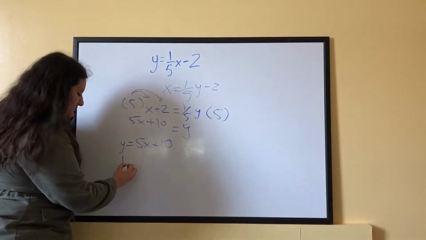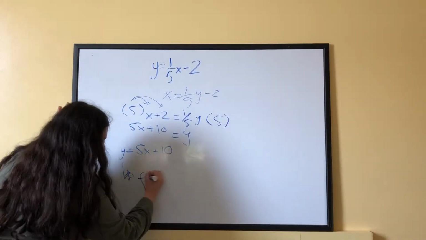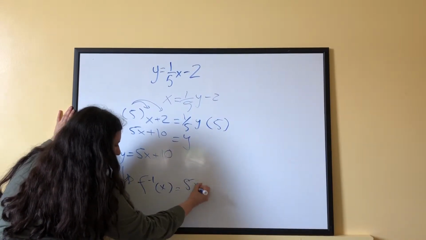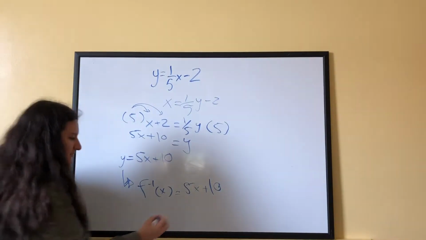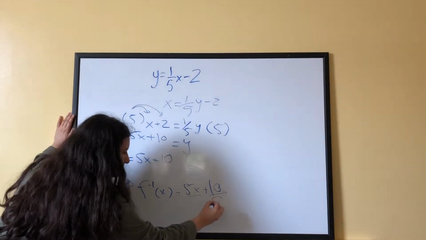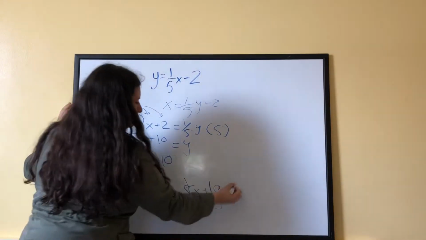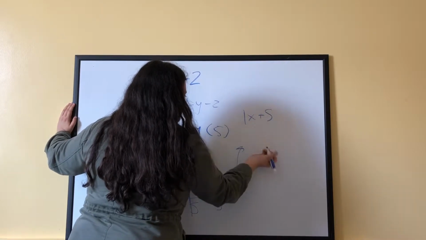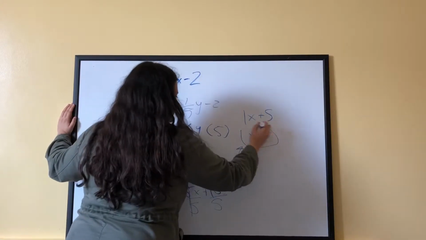Okay, so then the answer is the inverse of f is 5x plus 10. Now you can simplify this further by dividing both sides by 5. So this will give you 1x plus 5, or x plus 5. And that's basically your answer.